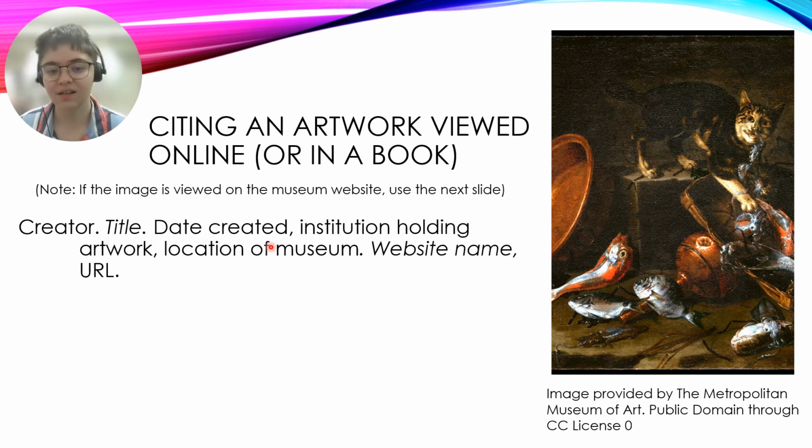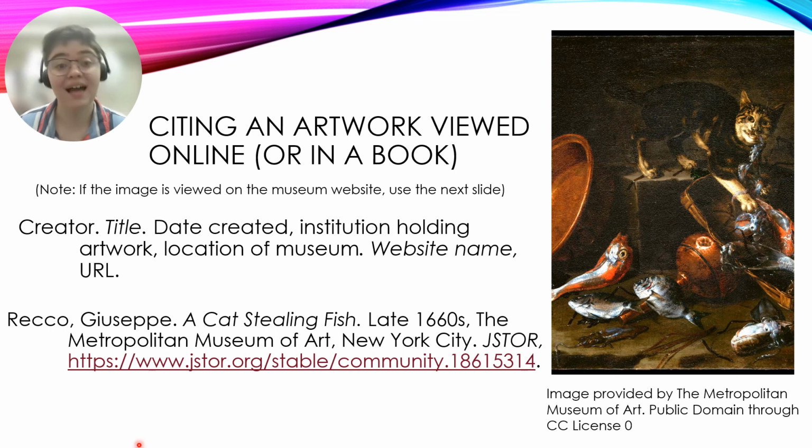We also need the date a work was created to the best of our abilities, the institution where the art lives, the location of the institution, unless the place is in the museum name, for example, the Denver Art Museum, the name of the website hosting the image, and the URL. If we were citing a book, the website name and URL would be traded out for the book's title, author, and publication information. This excellent cat painting here we're citing.